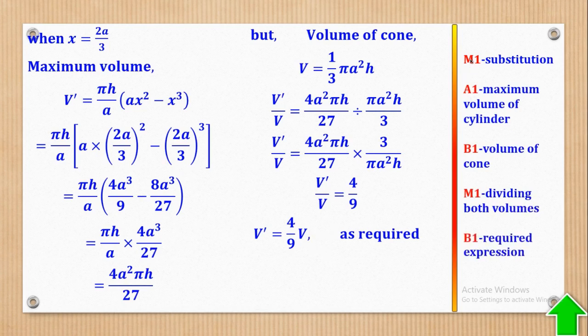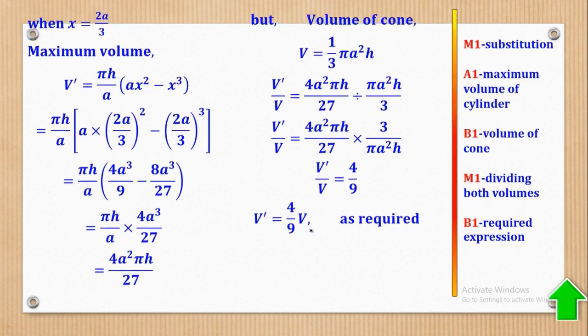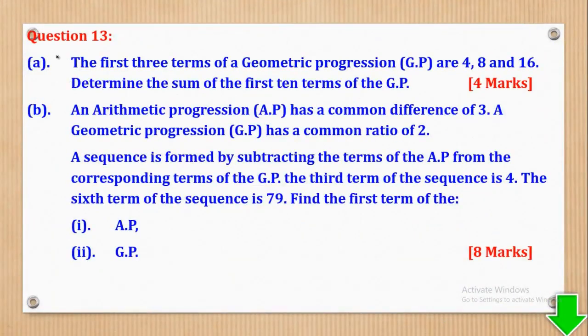So M1 for substitution, A1 for the maximum volume of the cylinder, B1 for the volume of the cone, M1 for dividing the two, B1 for the required expression. So that was question 11. Now we shall go to question 12.